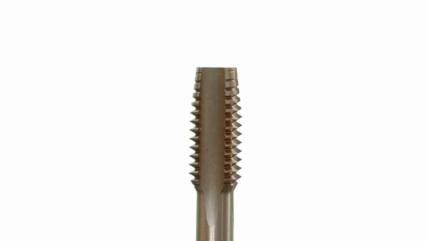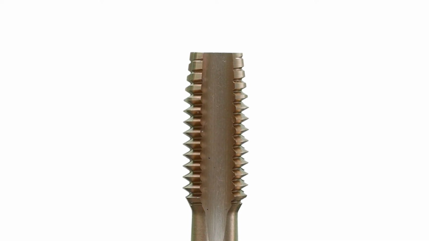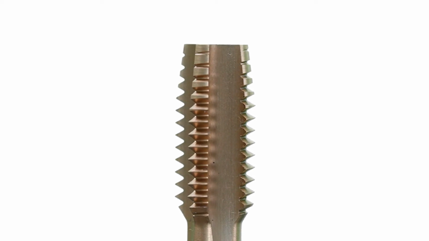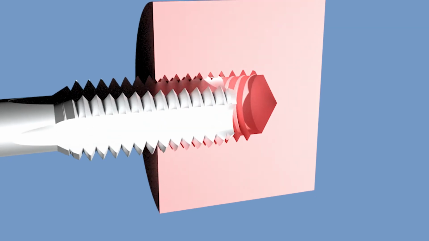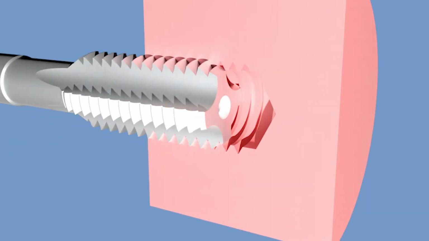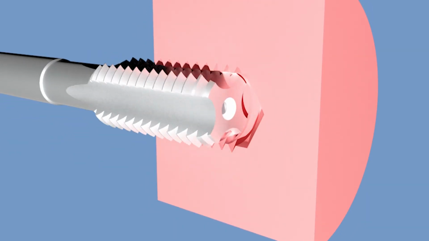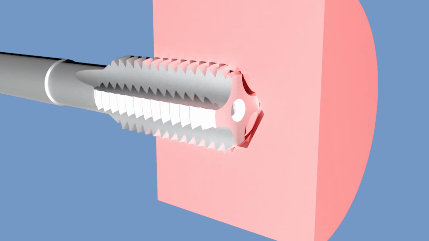A plug chamfer falls in the middle. It's good for general use and covers a wide variety of situations. Bottoming chamfers get as close as possible to the bottom of a hole. They won't give you maximum tool life because all cutting stress is applied to the first couple teeth.